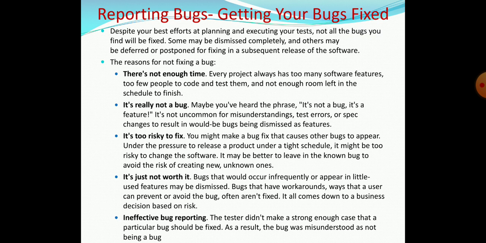Then comes, it's really not a bug. Okay, this could be the reason. Maybe you have heard the phrase, it's not a bug, it's a feature. Okay, so it's not uncommon for misunderstandings, test errors or specification changes to result in would-be bugs being dismissed as a feature. If you find some bug in any functionality, the team may say this is the feature and that bug could be dismissed.